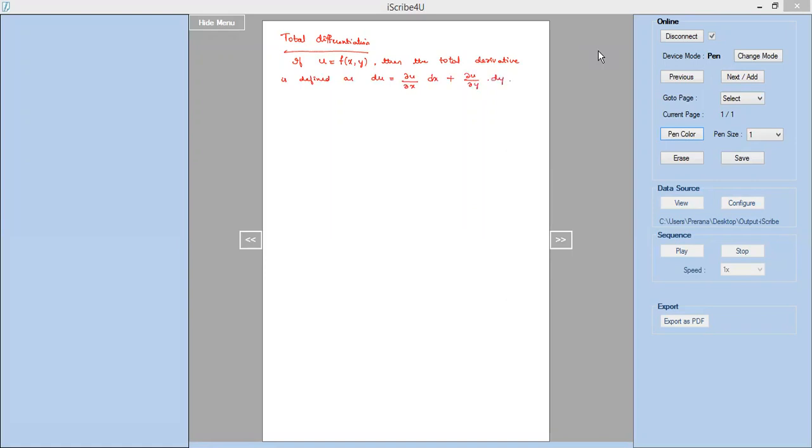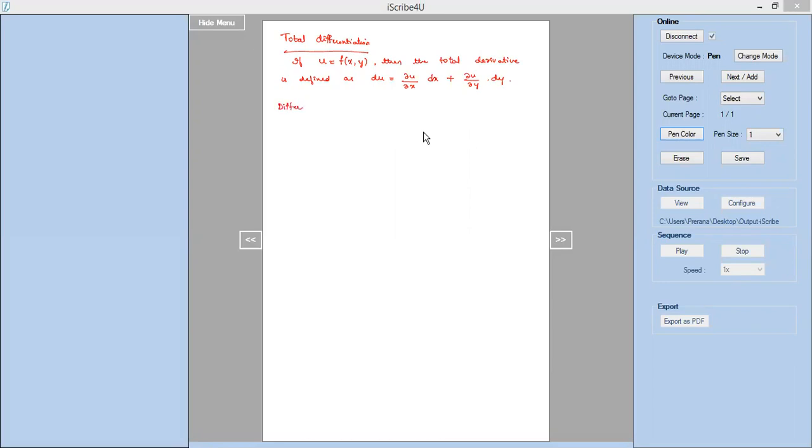So suppose u is a function of x comma y and we have the total derivative, which is also known as the exact differential, defined as du is equal to dou u by dou x into dx plus dou u by dou y into dy. So this is the definition for total differentiation. Now the differentiation of composite functions is our next heading.